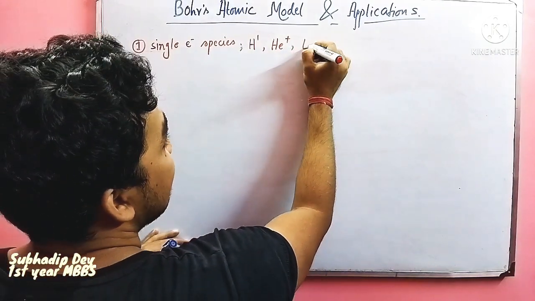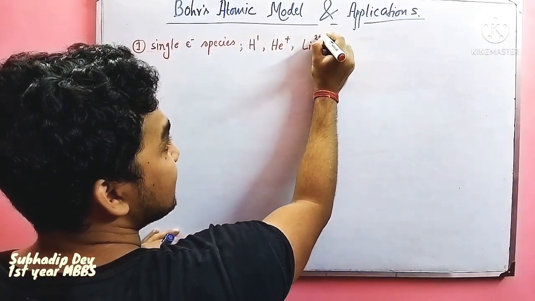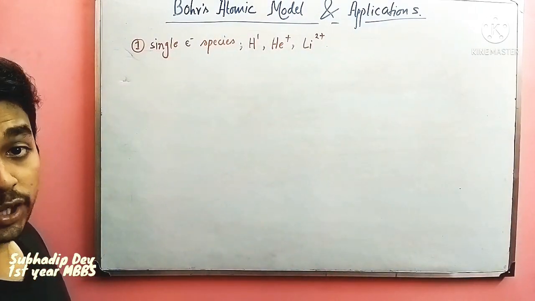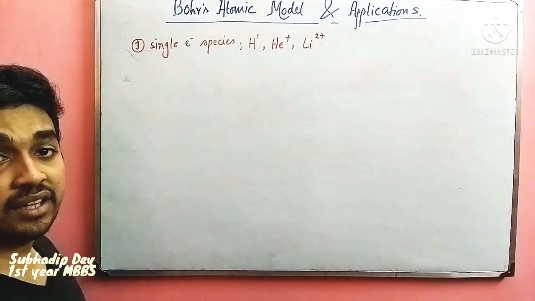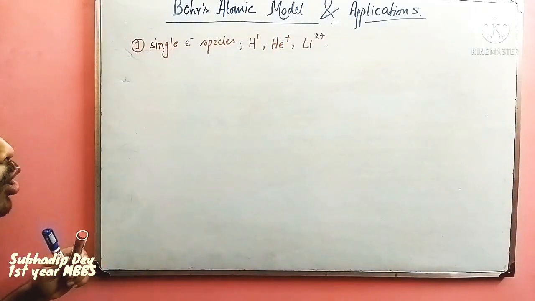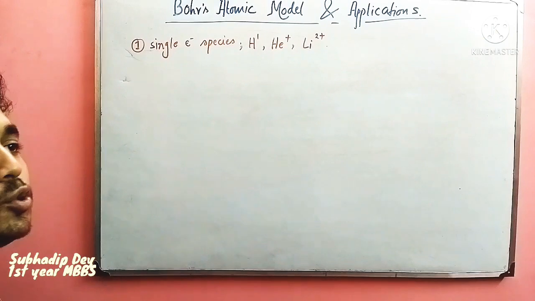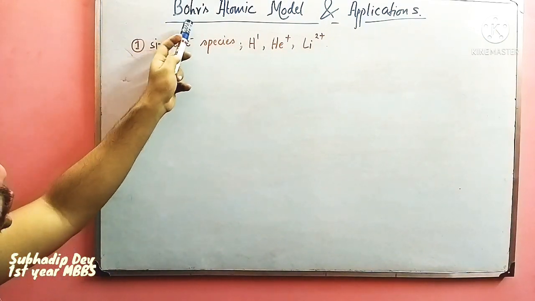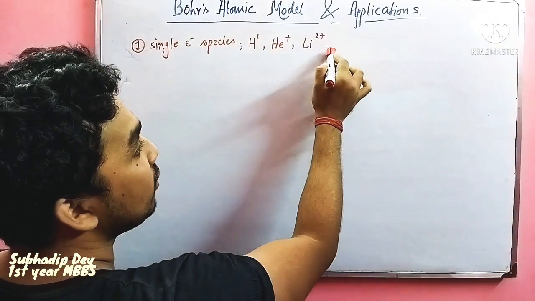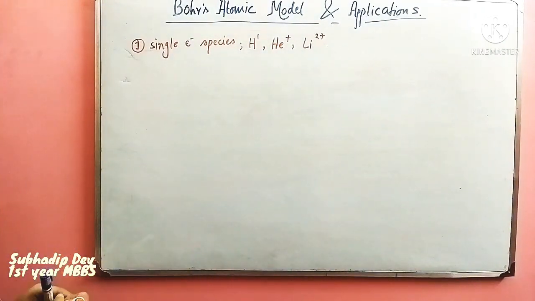Next, let us take Li2+. It means 2 electrons have gone away. We know lithium has 3 electrons when neutral and 2 have gone, so Li2+ is also a single electron species. So remember, Bohr's model is only applicable for this kind of single electron species.